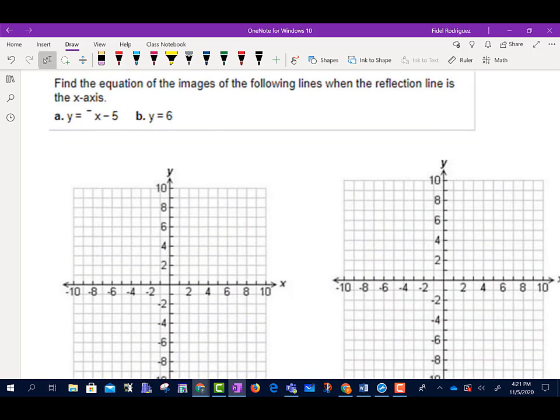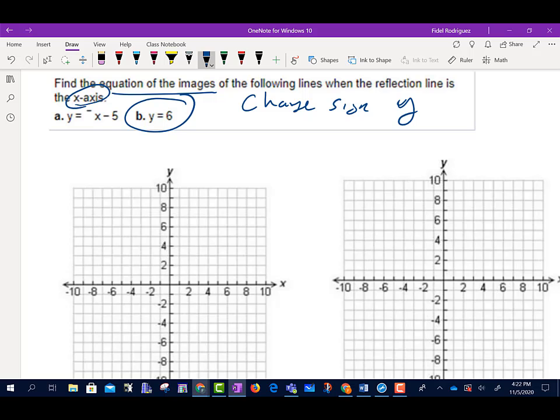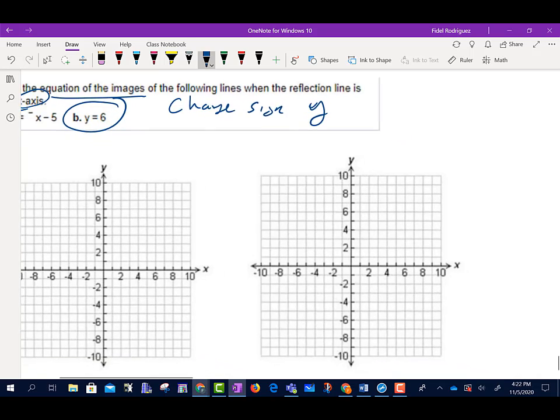And so it says, find the equation of the images when the following lines are reflected around the x-axis. So remember what we said, when we're doing around the x-axis, we're going to change the sign of the y. So I'm going to do part B first because I think it's going to be a little easier for us to understand.